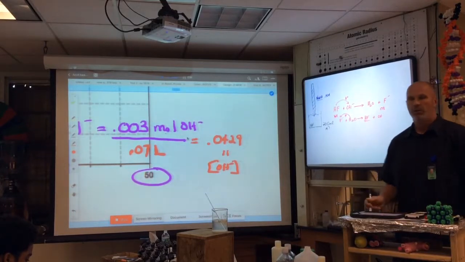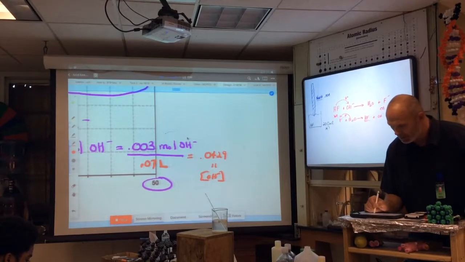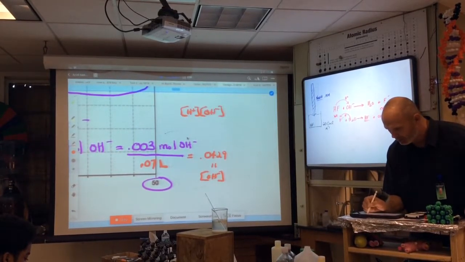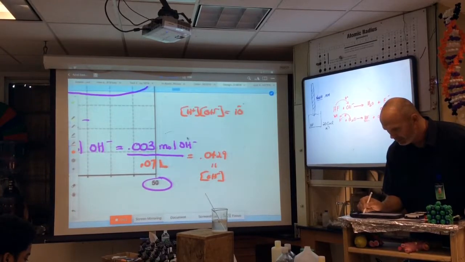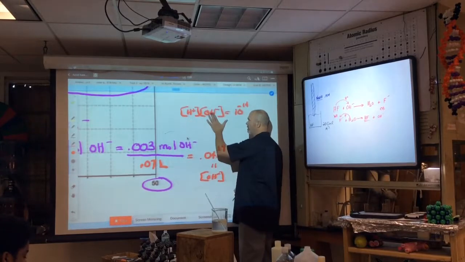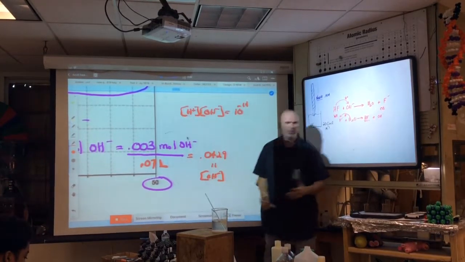Hey, you could do this two ways, and I don't want to keep shutting you out because some people like it this way. What do we know? We know that the H plus times the hydroxide concentration equals what? 10 to the negative 14. So there might be someone who says, I see it this way. I got the concentration of this. Couldn't I solve for this and do negative log to get pH? Sure. I'm not a big fan of that.